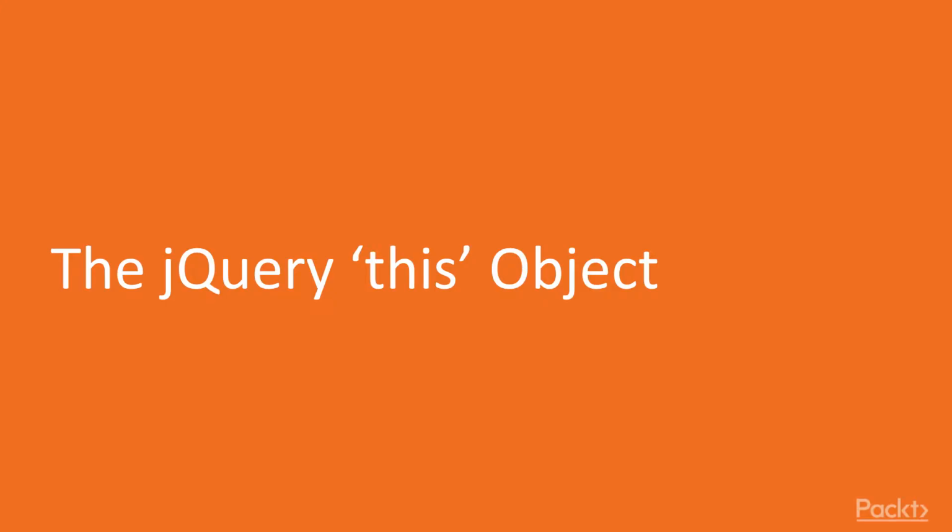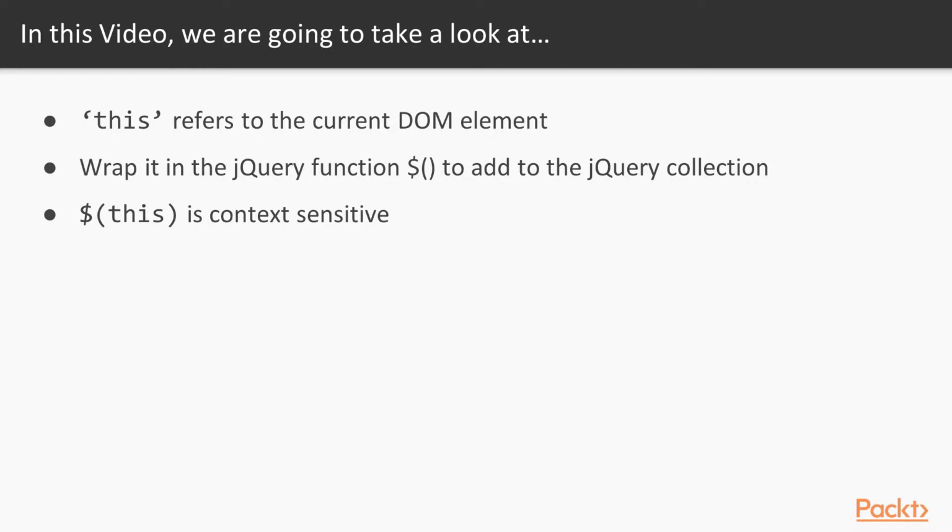Within this first lesson of section 2, we are going to be looking at the jQuery this object. The keyword this refers to the current DOM element. And as we go through the upcoming lessons, we are going to be looking at different event handlers that you can use within jQuery in order to create that interactivity for your web users. And essentially, this gets wrapped with the $ and rounded brackets in order to add it to the jQuery collection.